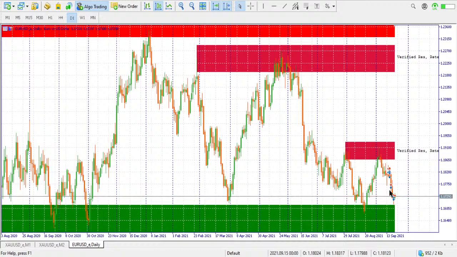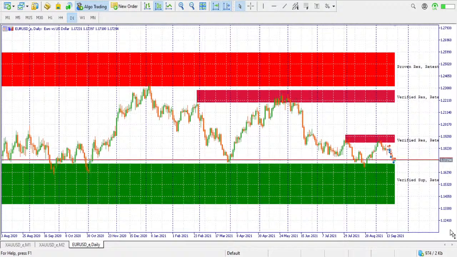Then if it bounces off from within this range, then this will be the ideal place to look for a buy from. So technically, we'd like to see price pull back up after bouncing off from this point, or if the price breaks below it, which is somewhere around this point here, then this will be the correct place to look for a sell from.